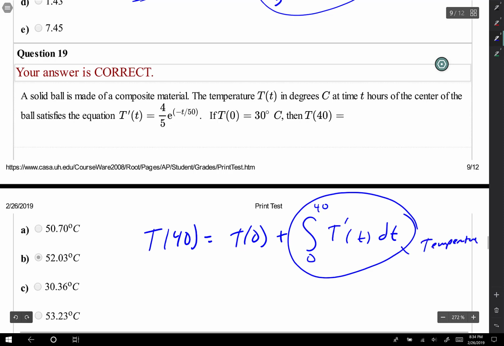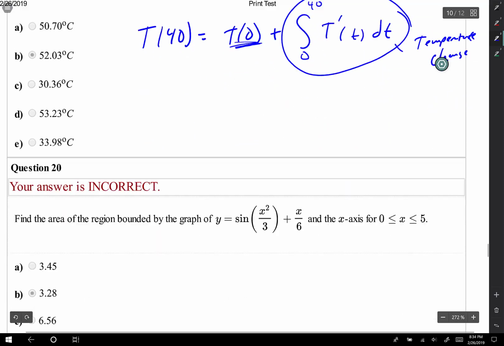Temperature change between t equals 0 and t equals 40. And then you just take your temperature at 0, 30 degrees Celsius, and you add to it, and that's it. So do that. That's pretty straightforward.